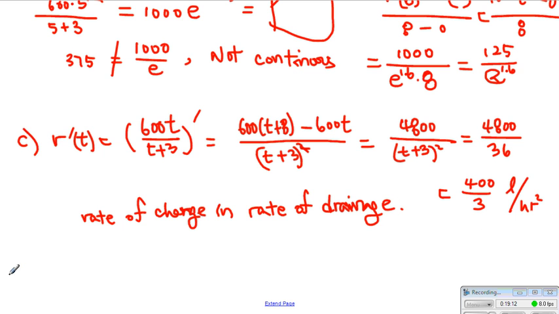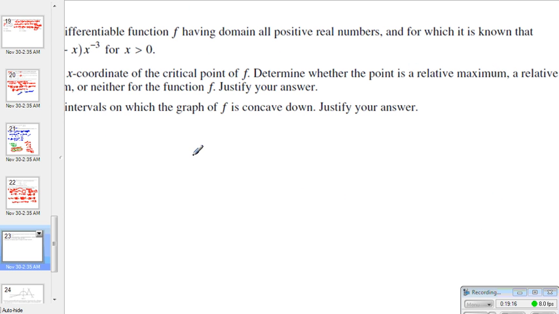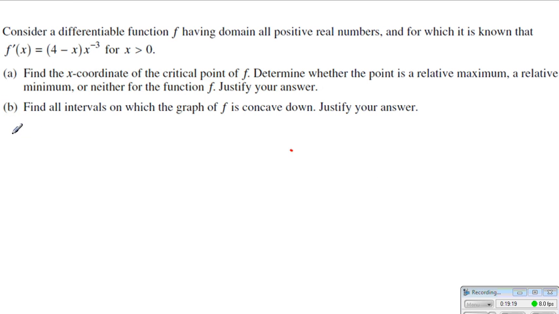All right. And this becomes our number 23. So here let's try to look into this one together. Differentiable function known that this much. Now find the x-coordinate of the critical points of f. As soon as you see the word critical points, then we are looking at first derivative has to be equal to 0 or do not exist. One of those two.